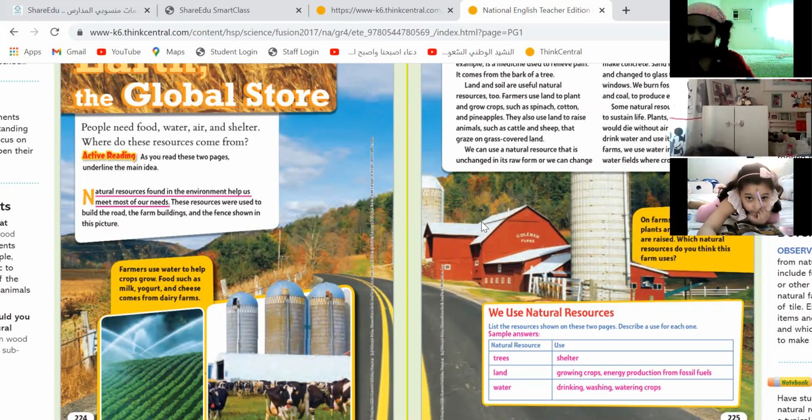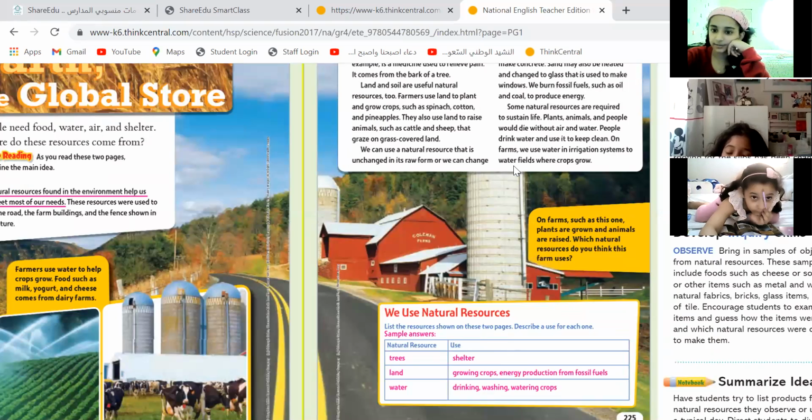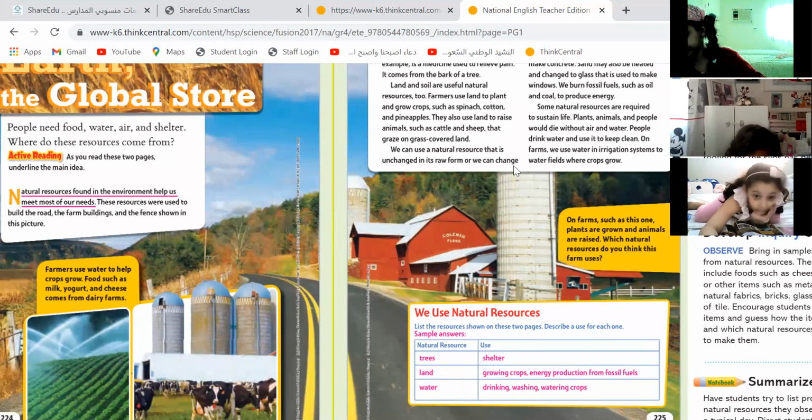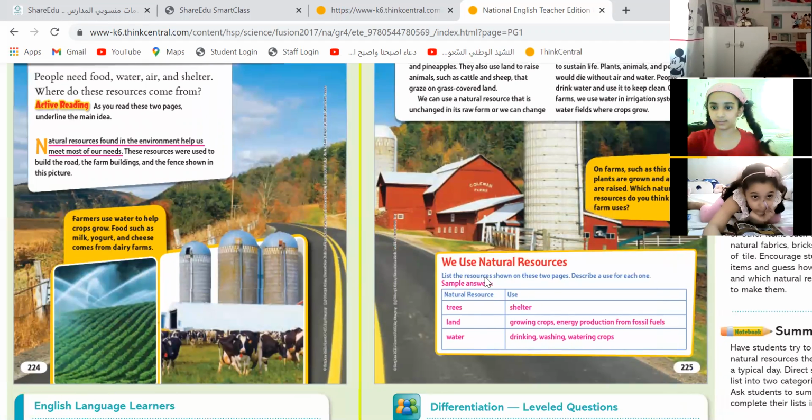So natural resources are found in the environment and they help us to meet most of our needs. Is that right? Yes. Excellent. They help us meet a lot of our needs, actually. So on farms such as this one, the one in the picture, plants are grown and animals are raised. Which natural resources do you think the farm uses? What are the natural resources that the farm is using?